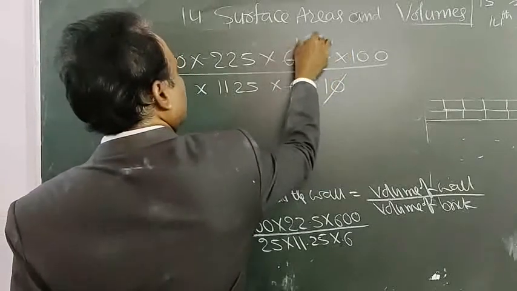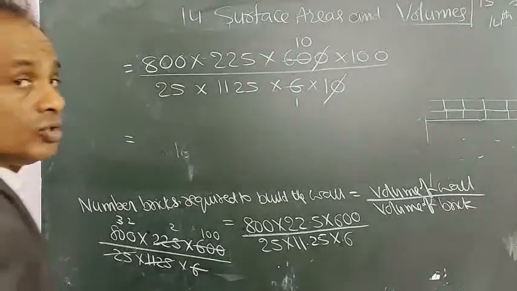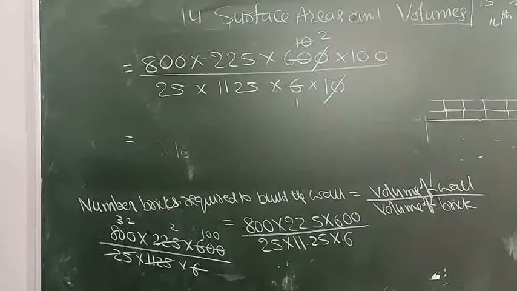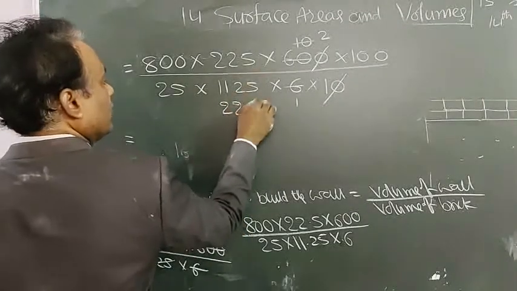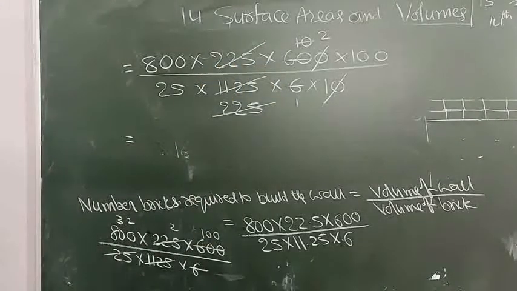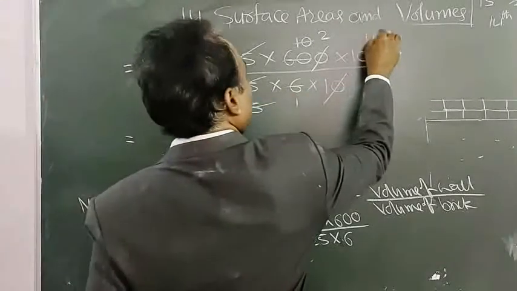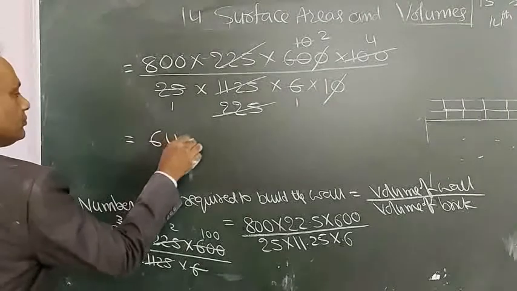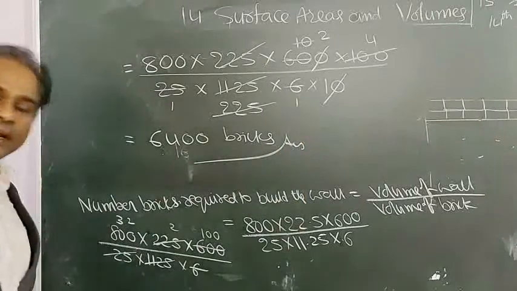Six ones are six, tens. 5 twos are 10. 5 twos are 10, 5 fives are 25. 225, 225 cancel. 25 ones are 25, 25 fours are 6400. 6400 bricks are required. Right.